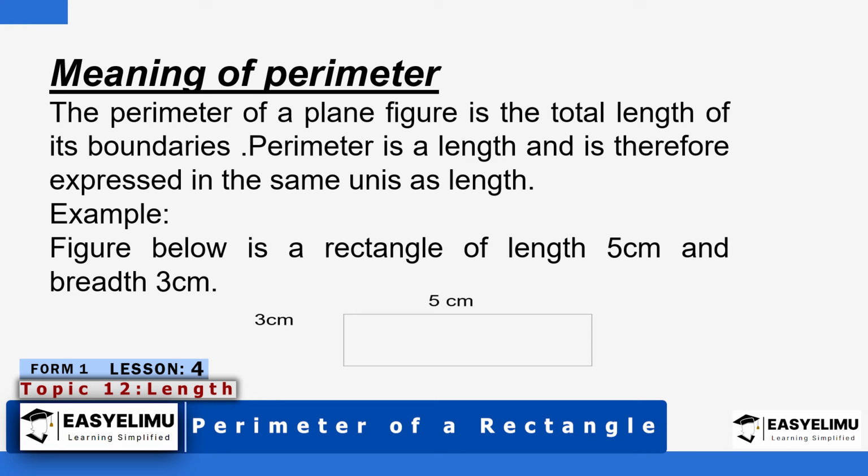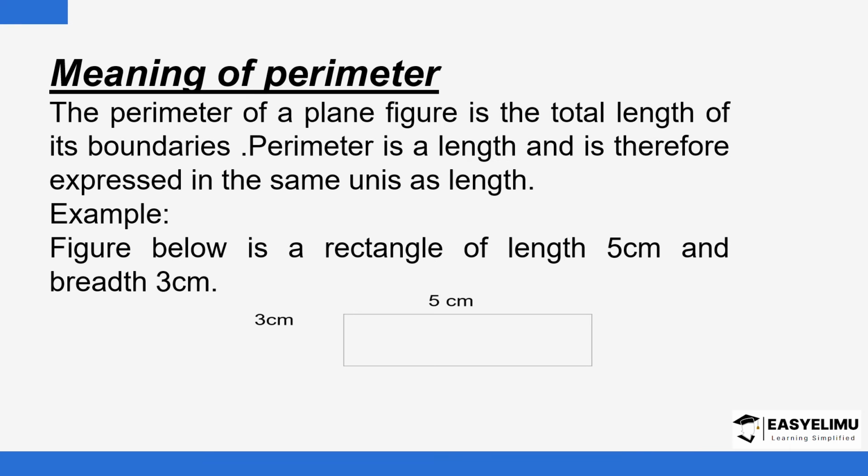So perimeter simply means the total length of the boundaries of a given plane figure. It could also be described as the distance all around a figure. So if you have a figure like the one we have displayed on the screen, you're simply finding out what is the length of all the boundaries. So it's basically the distance all around the figure. So we will find this length here, this length, this length, this length.